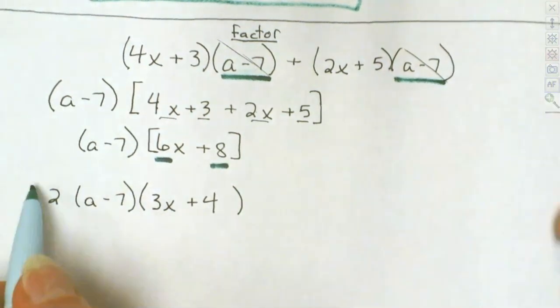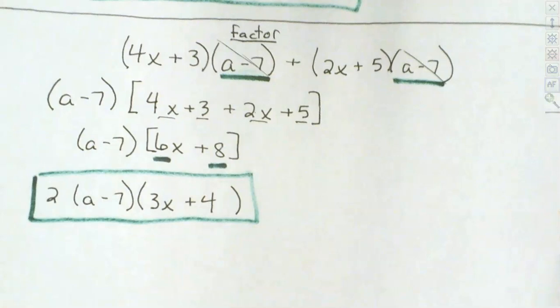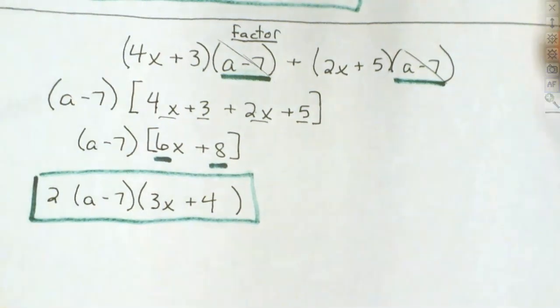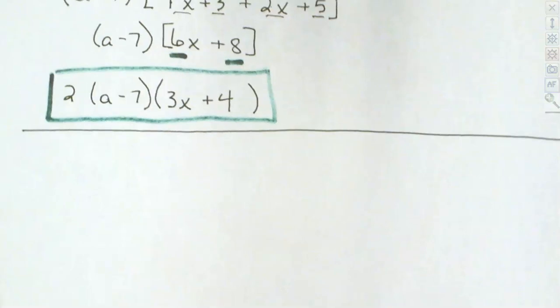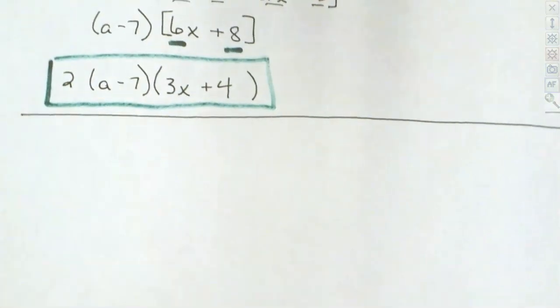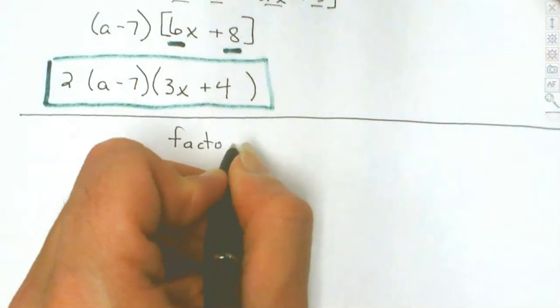Now, how do we know that we need to stop? Well, we know we need to stop because we look. A minus 7. Can anything come out of an a minus 7? Do they have any factors in common? No. 3x plus 4. Do they have any factors in common? No. Nothing can be combined together, so we now know that we can stop. Let's try another one. They're all a little bit different, but they use the same process.